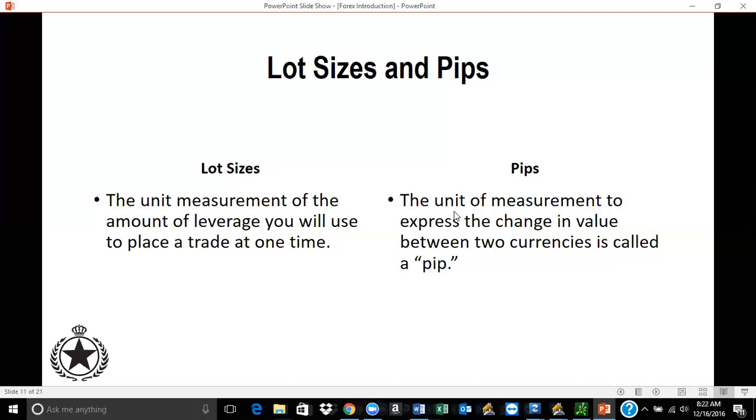Pips. A pip is the unit of measurement to express the change in value between two currencies. And that basically means that a pip is, like I said, a unit of measurement that tells you the change in the pair. So I would say a pip is the number of how you make money in this market. You multiply the pips that you make times whatever your lot size is.